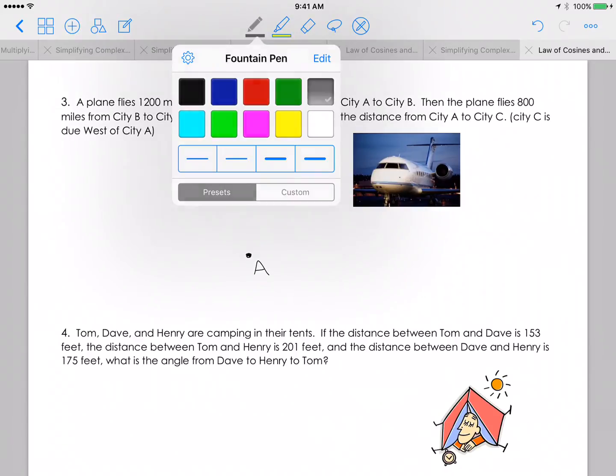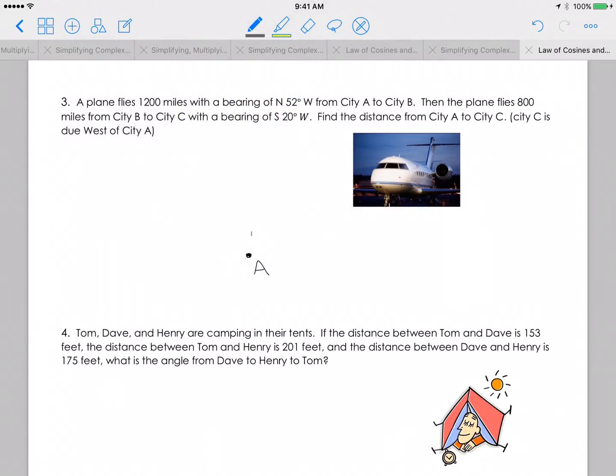So you need to think of your city A like a compass. That's the first thing that you need to do. So you have north, south, east, and west. When we're drawing this, it's going to start like it's going north. So go ahead and draw north, and then you're going to turn west 52 degrees.